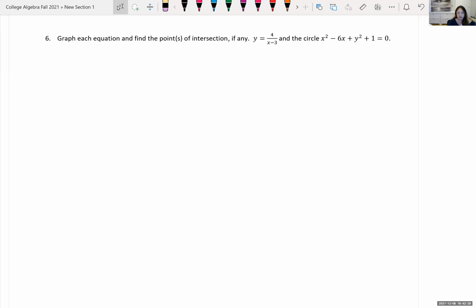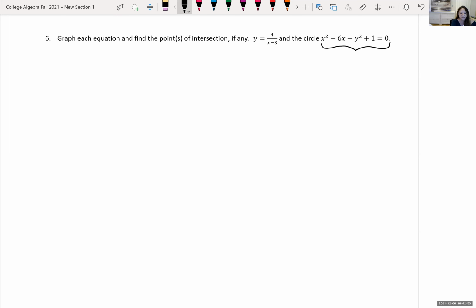Okay, so the next question says, graph each equation and find the points of intersection, if any. We have y is equal to 4 over x minus 3, and the circle x squared minus 6x plus y squared plus 1 equals 0. So first thing I would do is put this circle in standard form so that we know where our center is and where our radius is, so that will help us graph it.